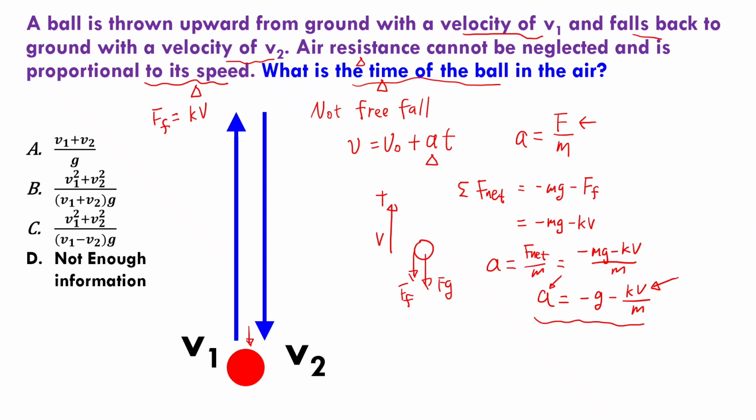If you know calculus, we know acceleration equals dv over dt. So dv over dt equals minus g minus kv divided by mass. If you know how to solve an ordinary differential equation, you should be able to find your velocity as a function of time. But the issue is k is unknown. Also, the calculation is very long and tedious. So this is clearly not the way we are looking for. Alright, then how do we actually solve this question?